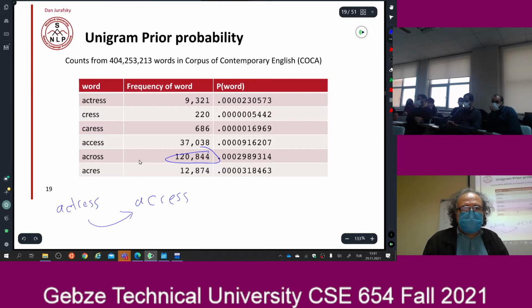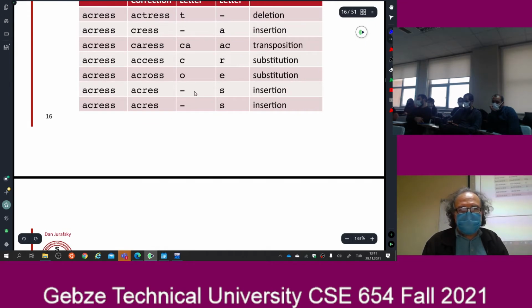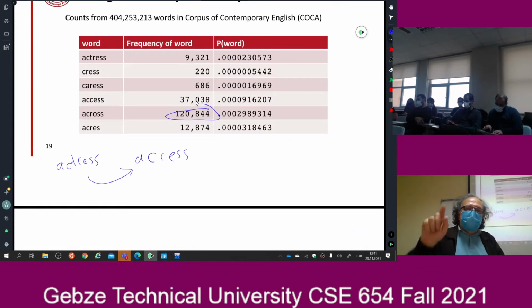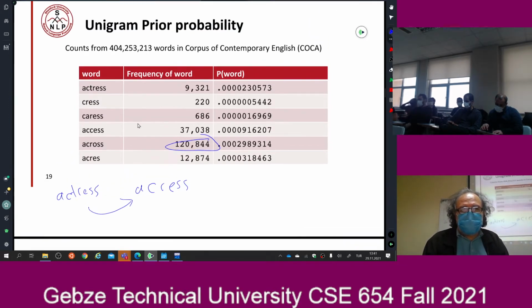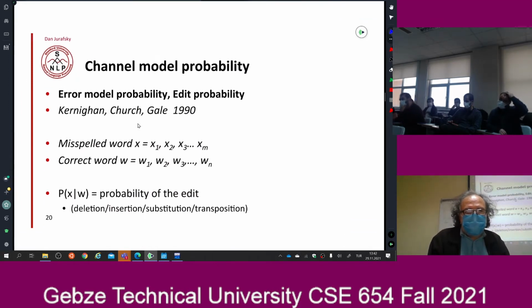What is the distance between across and across? It is just a single substitution. So most probably, if you don't look at the context of the word, it is this one. That's how we calculate stuff in here. By looking at just simple edit distance, most of the time it will not be enough. It is better than nothing, but it will not be enough.